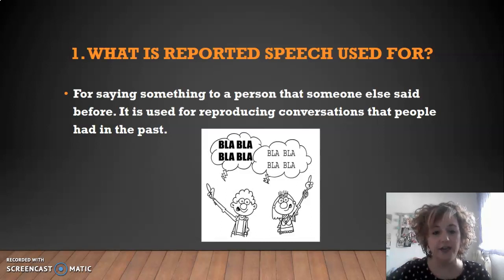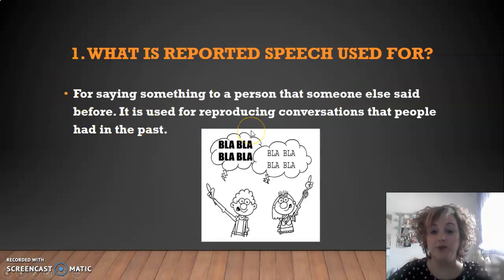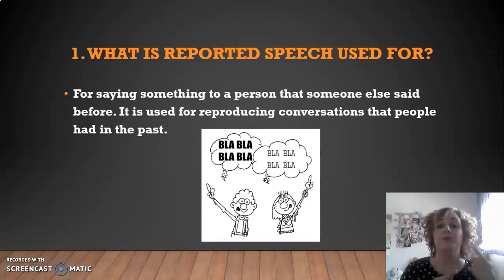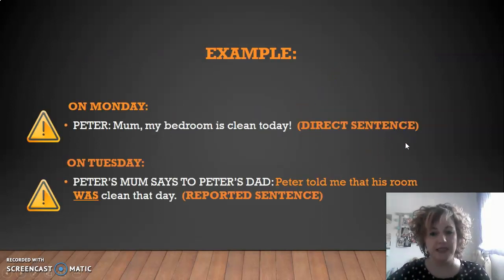Okay, here it says, for saying something to a person that someone else said before. It is used for reproducing conversations that people had in the past. So imagine, for example, if you have a conversation with one of your friends and later you want to tell another friend that conversation, you are reproducing what the first person said, okay? So I know that is a little bit confusing, but with an example it is much easier.